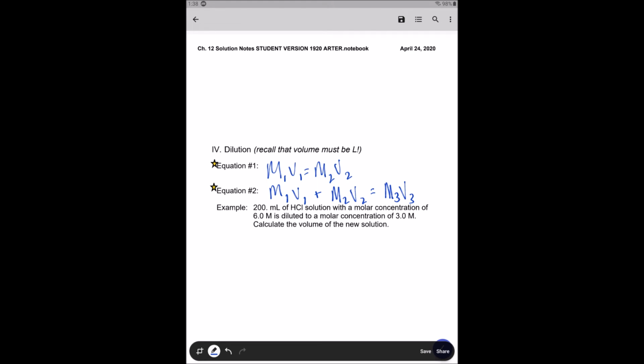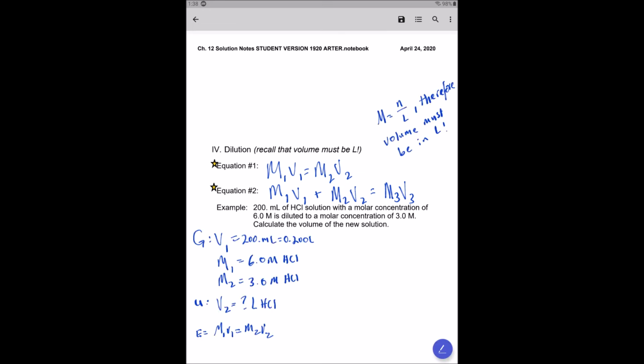So equation 1 is just to figure out if we add more water, how does that change the concentration? The second equation is if we take two different concentrated solutions and mix them together, what's the new concentration? So there's another example problem here. Please pause the video and work through the example problem if it's going too fast.